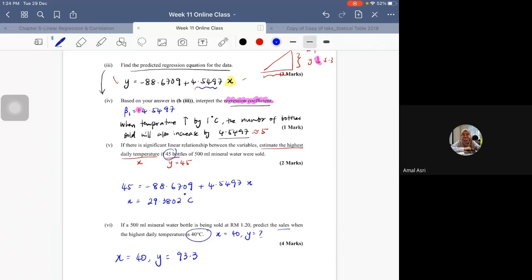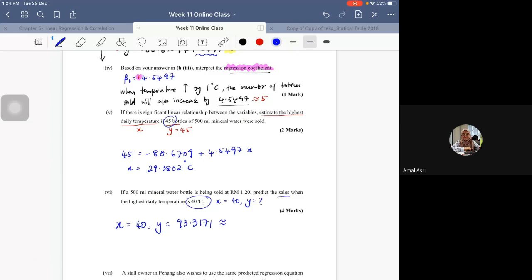93.3171. Okay, you get 93.3171. Because this is the number of bottles, I'm going to round it up. I'm going to say that if x is equal to 40, the number of bottles sold will be 94 bottles. Now the question doesn't ask you how many bottles, it asks you to predict the sale, so how much you get from the sale that day if one bottle costs 1.20. Therefore, I have to multiply 94 by 1 ringgit 20 cent. So the sale from the 94 bottles is going to be 112 ringgit and 80 cent. So that will be the outcome.